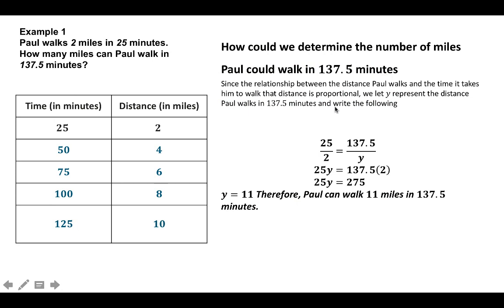So I'm sure this is the way that you worked it out with unit rate. 25 upon 2 is equal to 137.5 upon y, and y is equal to 11. Therefore, Paul could walk 11 miles in 137.5 minutes.